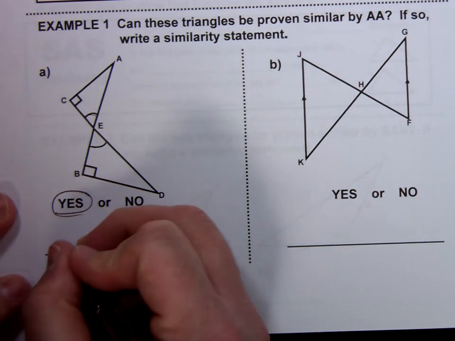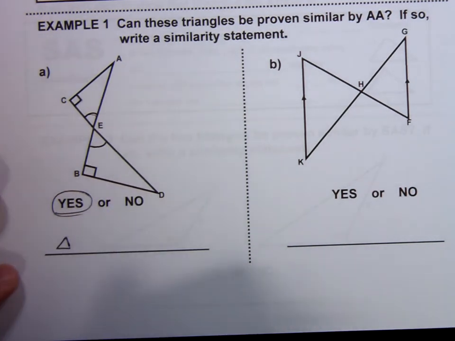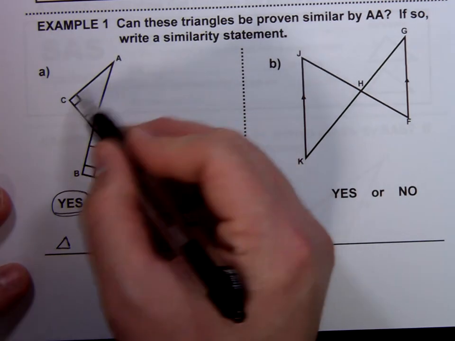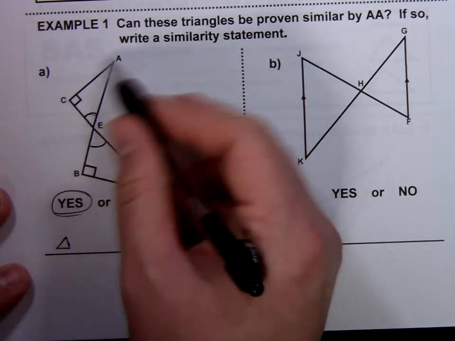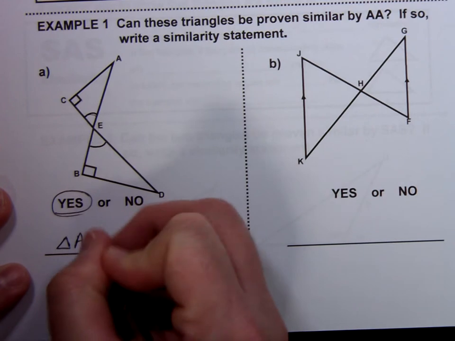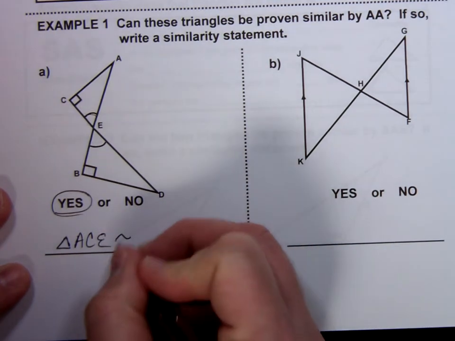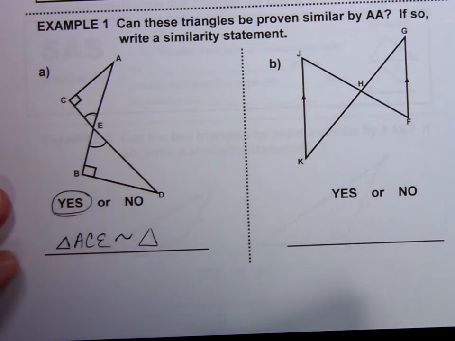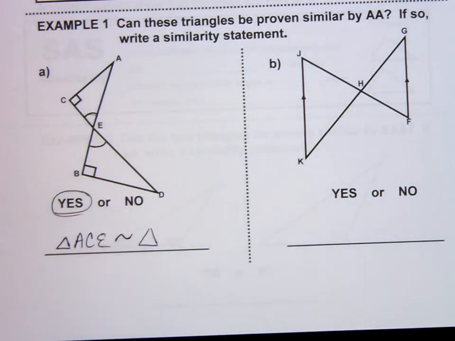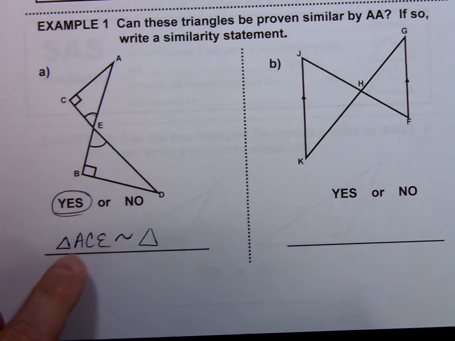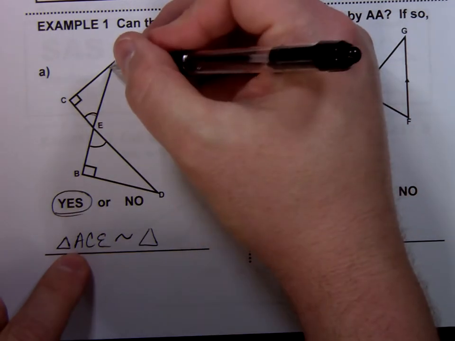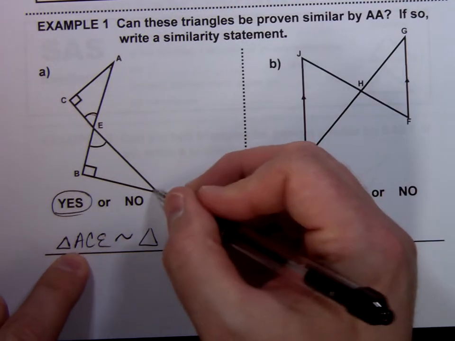So when we write a similarity statement, we can name the first triangle in any order we want. So this triangle, I have three letters, A, C, and E, and I can put those in any order I want. I'm just going to say triangle ACE. That triangle is similar to. Now when I write the name of the other triangle, I have to make sure it's in corresponding order. So if A goes first, which angle would be congruent to angle A? That would be angle D.